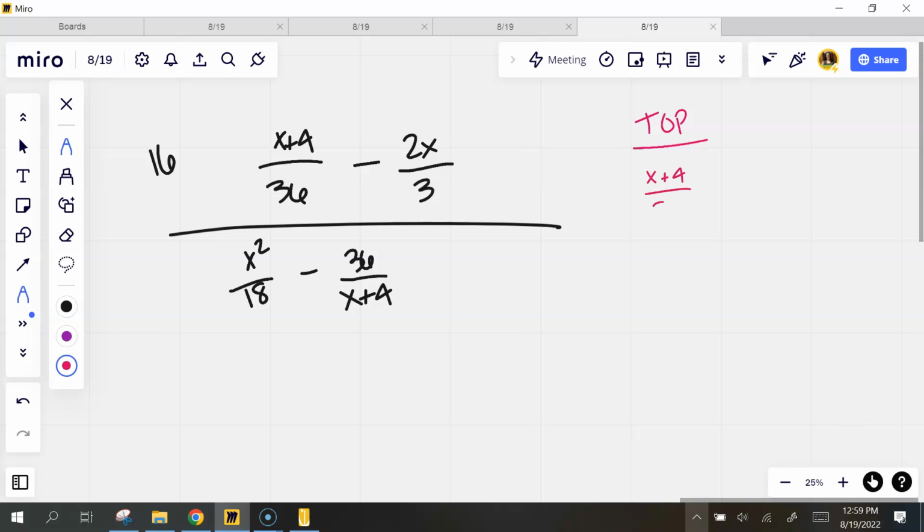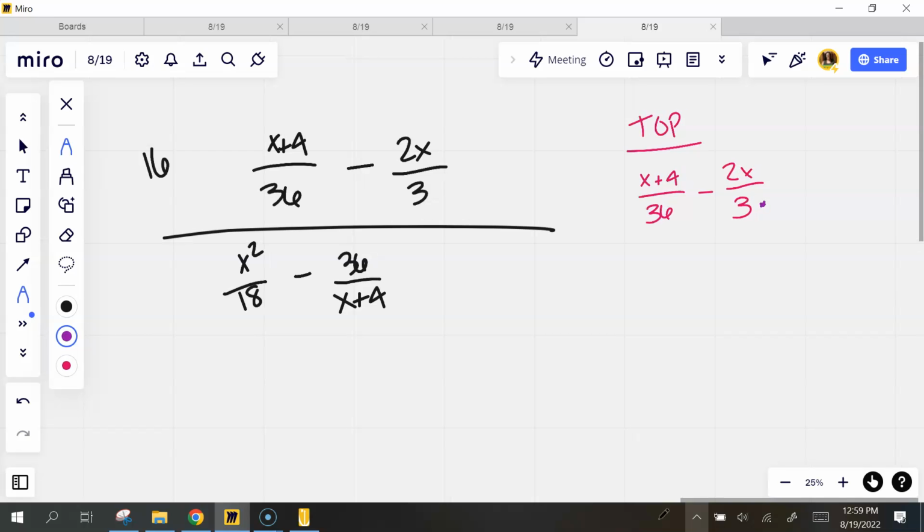X plus 4 over 36. This is just like the ones we just did. We need to get a common denominator so that we can combine them. This particular one, the top of this one, is a little bit easier because these are just numbers. If I need to make these look the same, what do I give where? 12 to the 3. That's exactly right. So I give this one a 12, and if I give this one a 12, I have to take it to the top as well. So I have x plus 4.